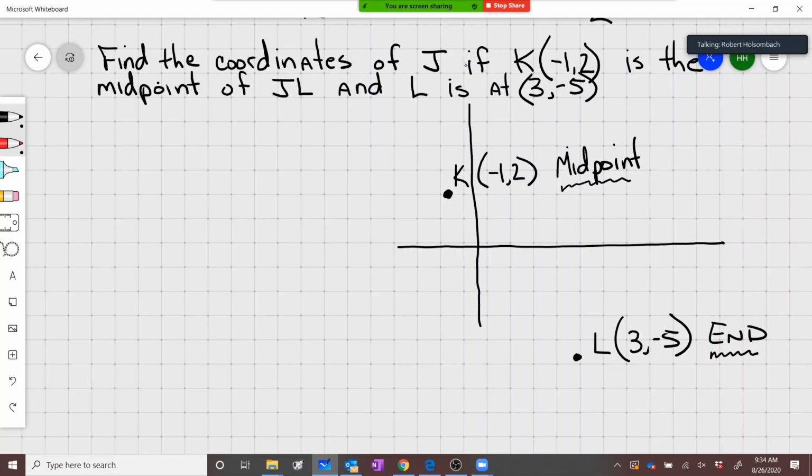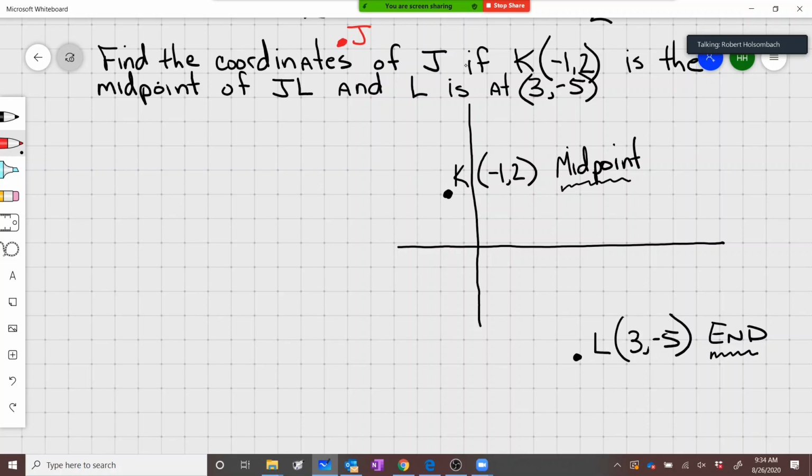Y'all with me on that? So we're looking for the coordinates of a point that's up here somewhere. This is where J is. I didn't space out my coordinate plane very well. Y'all got the idea? There we go. There's J. We need the coordinates of J.